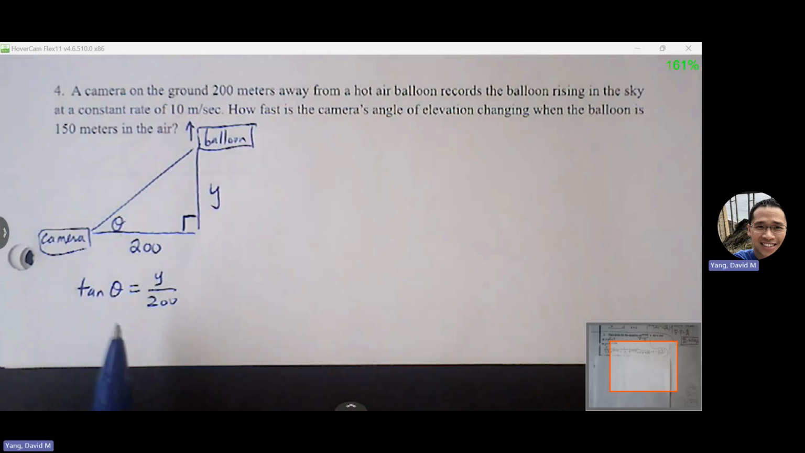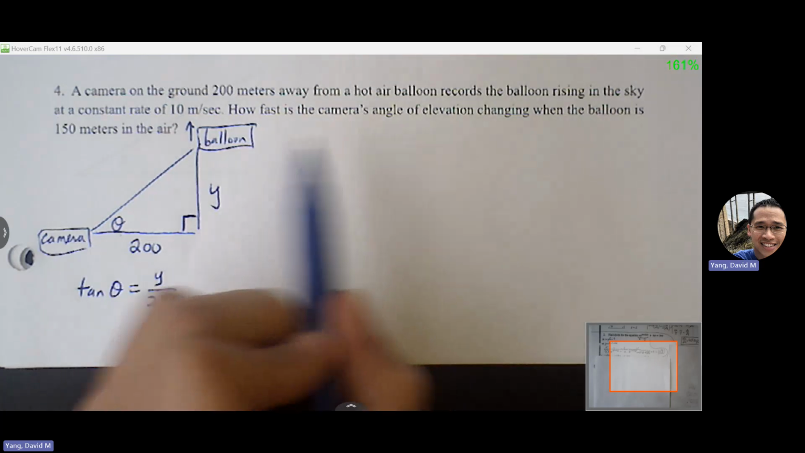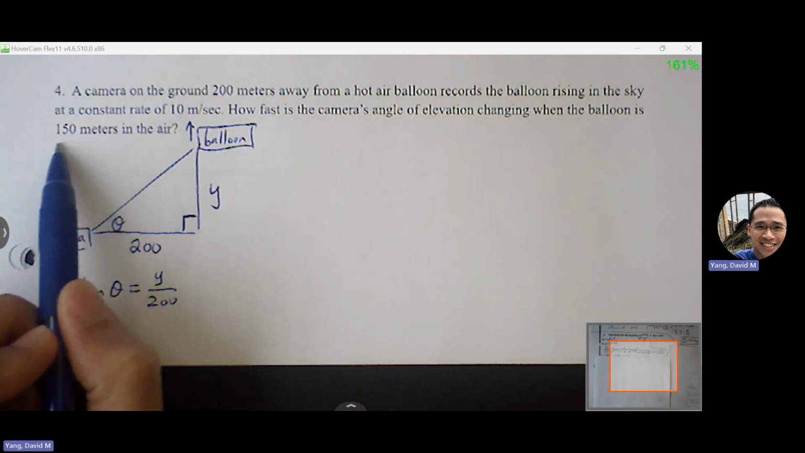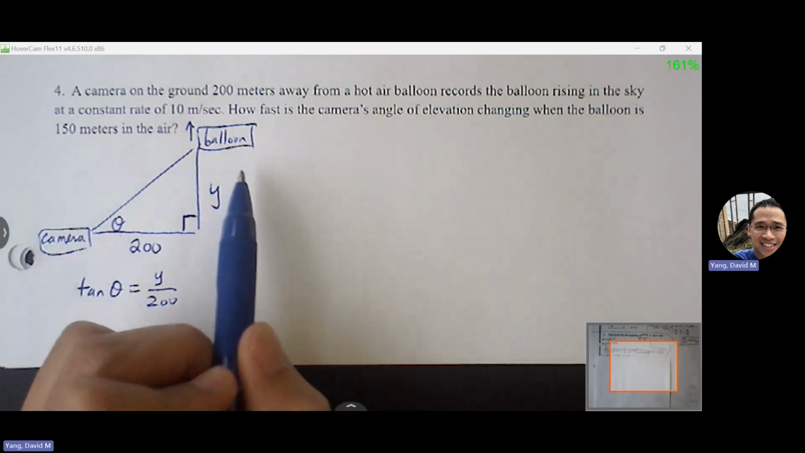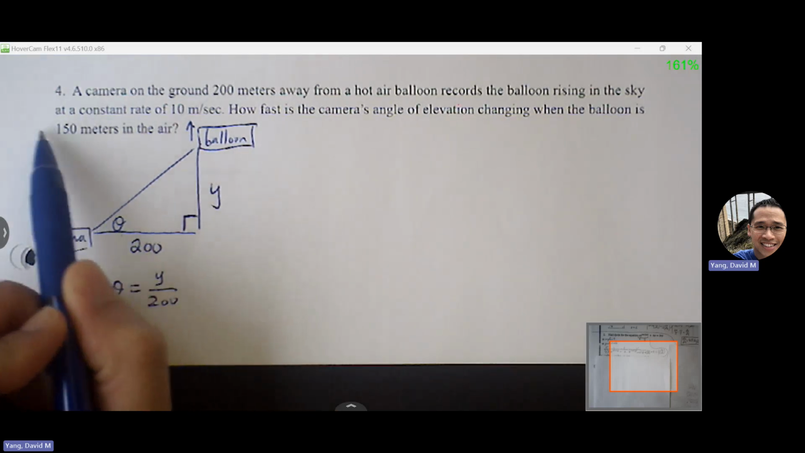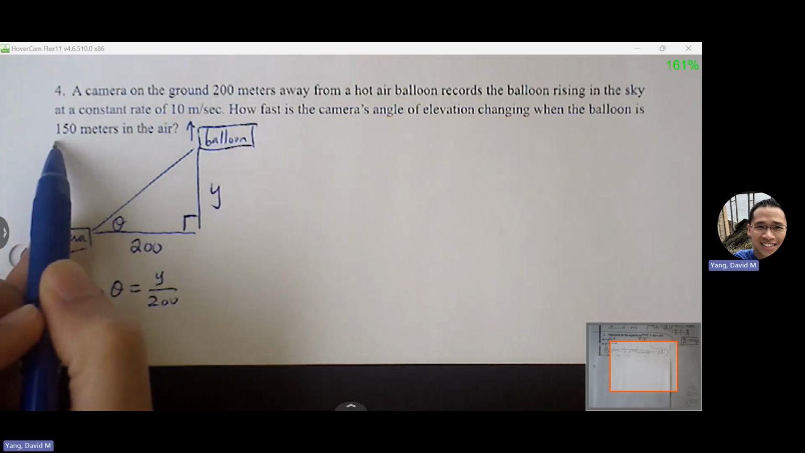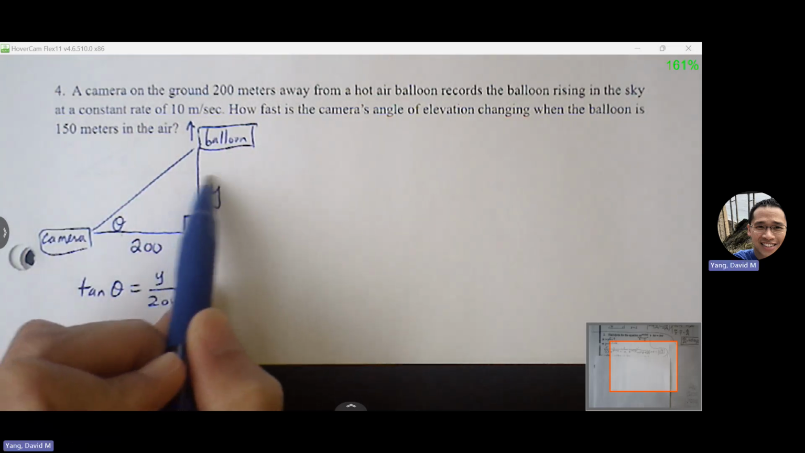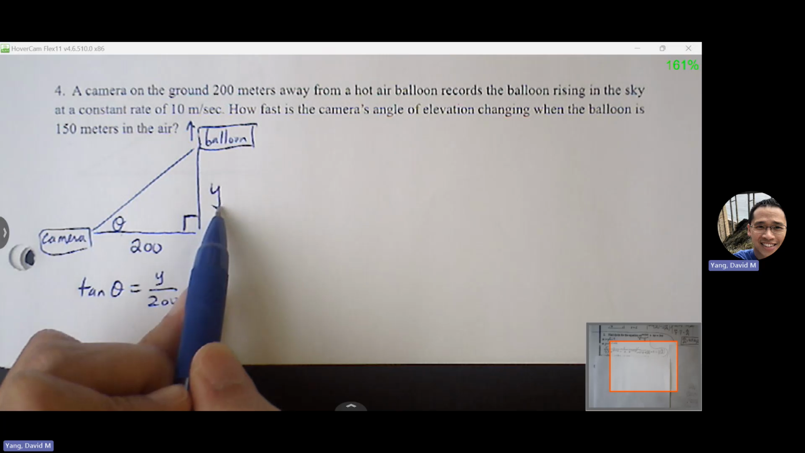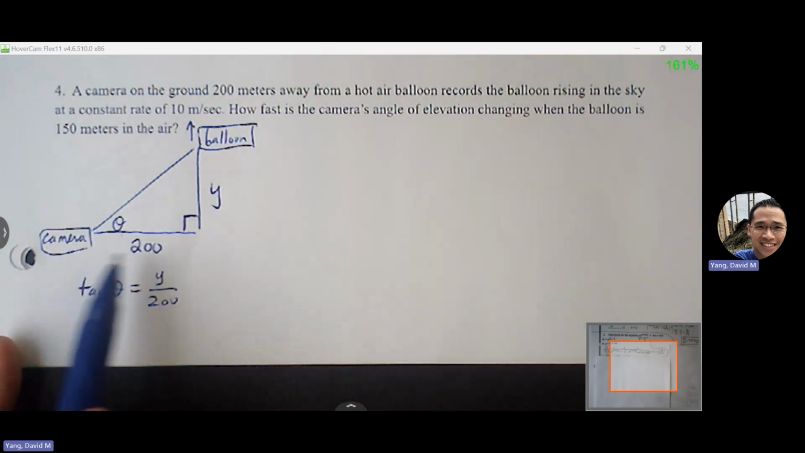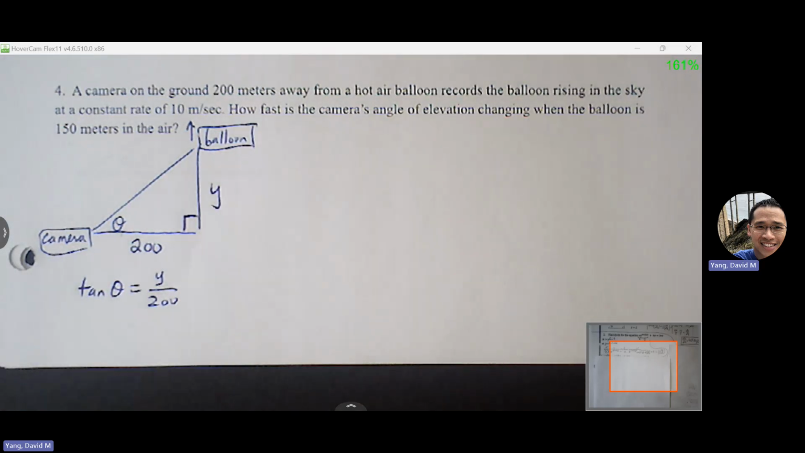So tangent theta equals y over 200. We do have information about how high the balloon is, 150 meters up in the air, but this is just a moment in time. Any moment before, any moment after, that balloon is continuing to rise. We don't want to force that to be 150 if it's not going to be the entire time. So we're creating a trig equation. Anything that is changing, we have to hold on to that variable until after the derivative. After the derivative, then we can plug in that specific moment in time.